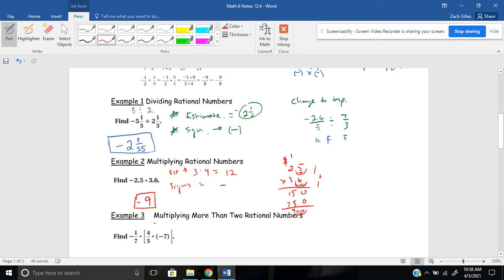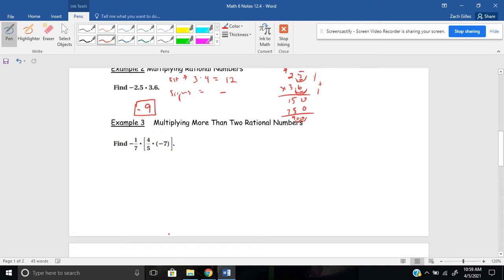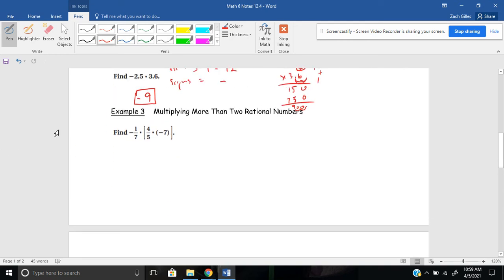All right. Let's try one more example here before you do a few on your owns. And this one wants us to multiply more than 2. So you can see here we're multiplying 3 rational numbers to start off with here. Okay. So let's try that out to see what we kind of come up with here.